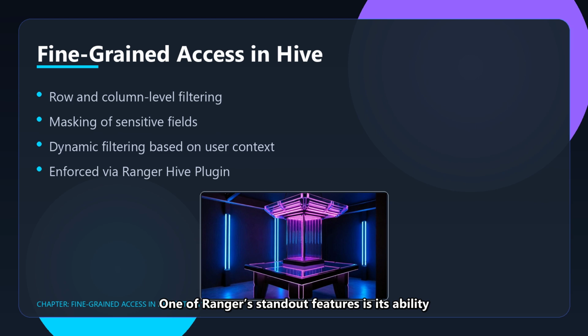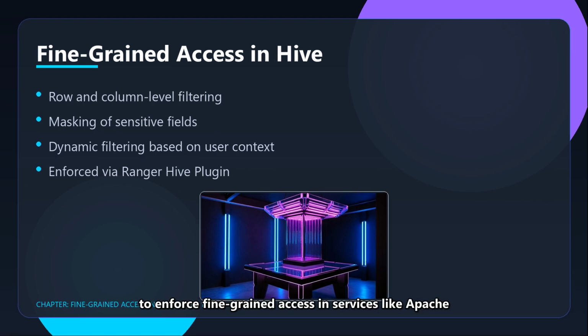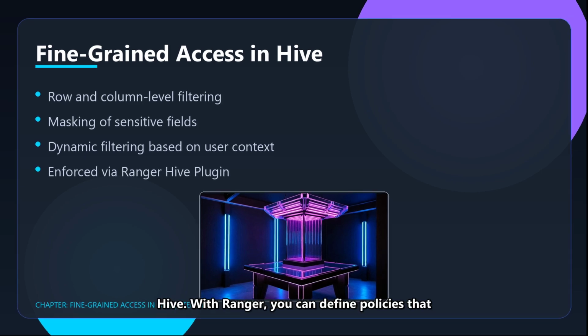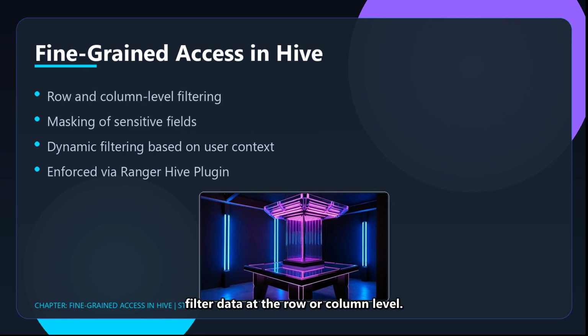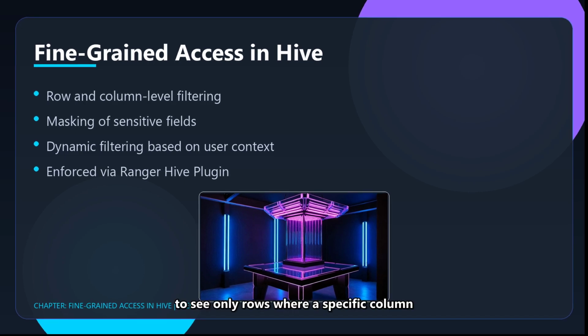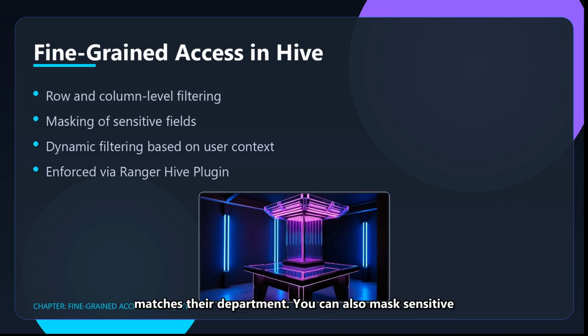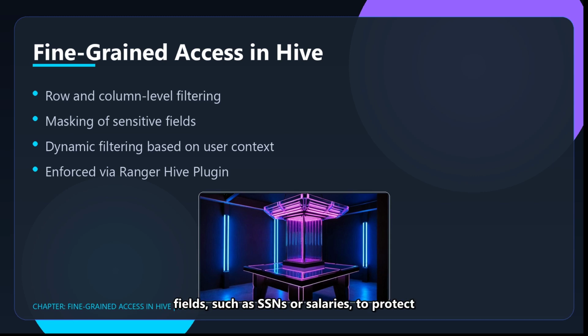One of Ranger's standout features is its ability to enforce fine-grained access in services like Apache Hive. With Ranger, you can define policies that filter data at the row or column level. For example, a policy might allow a user to see only rows where a specific column matches their department. You can also mask sensitive fields, such as SSNs or salaries, to protect PII.